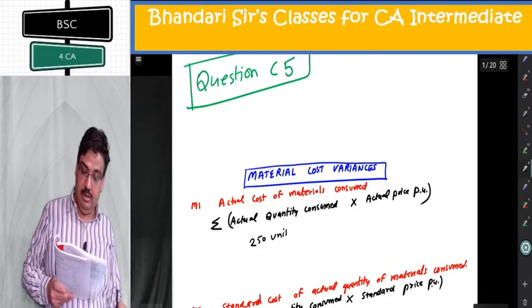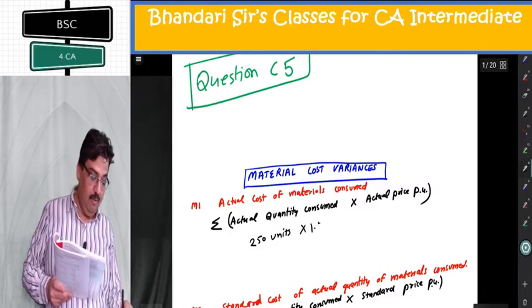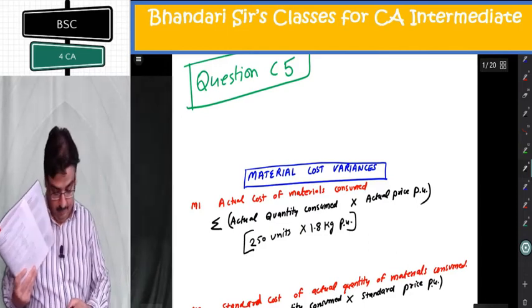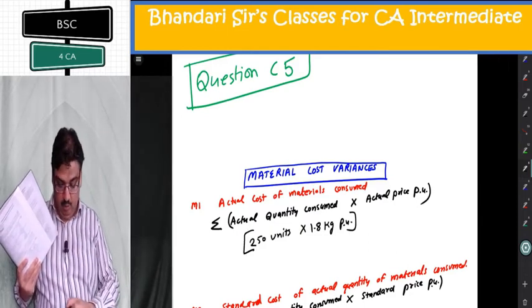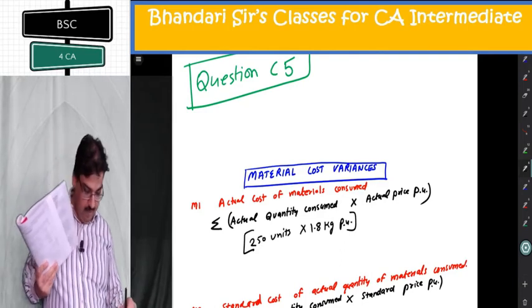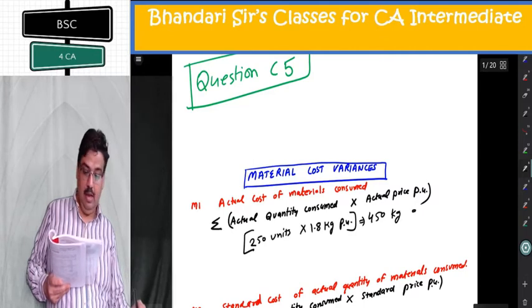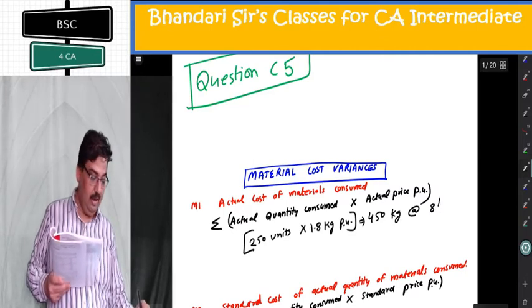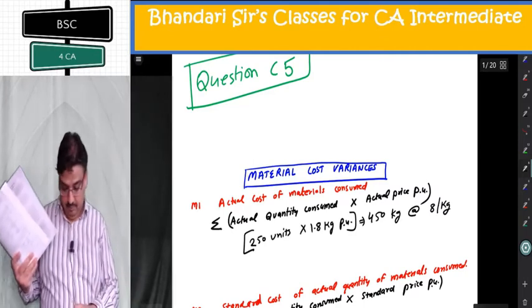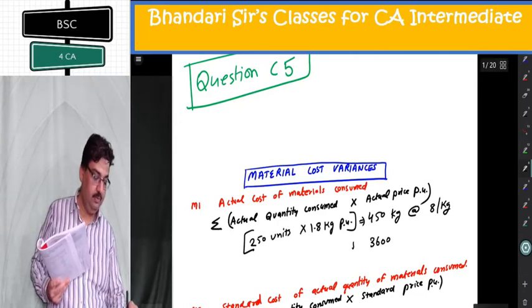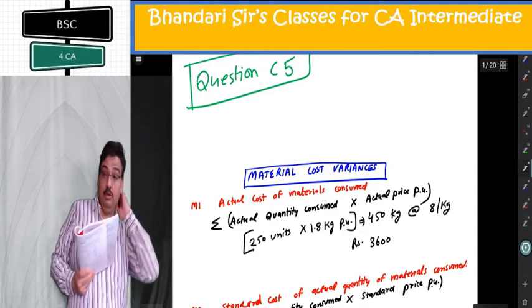So, M1 is a little better than earlier questions. 250 units multiplied by 1.8 kg per unit. This is actual consumption in kgs. 250 into 1.8 makes 450 kg. At the actual rate of 8 per kg, multiplied by 8, 3,600 rupees. Actual cost of material consumed is 3,600.